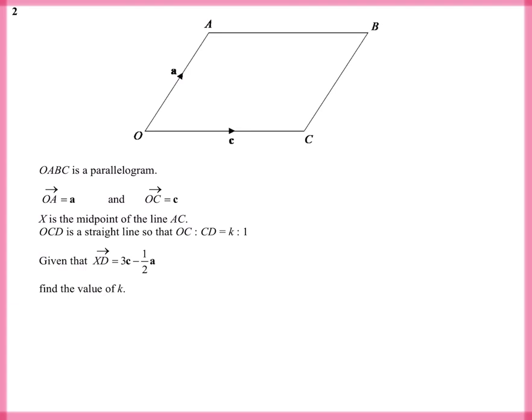So here is a parallelogram. OA is vector A, OC is vector C. X is the midpoint of the line AC. So these have been labelled, but AC is not drawn, X is not drawn. OCD is a straight line, so that OC to CD is K to 1. So point D is also not on the diagram. We'll draw that in a minute. Given that XD is equal to 3C minus half A, find the value of K.